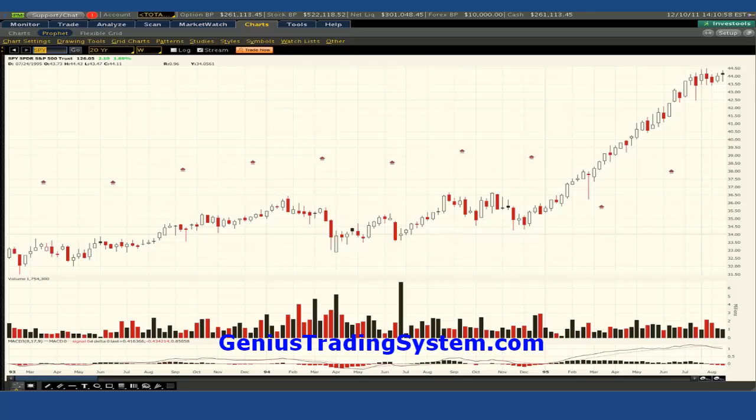Let's start out with this chart. Now, we've been looking at the Qs. We looked at some option samples for the Qs, but I'm going to take a look at the SPY, because the SPY is probably one of the most popular traded online instruments. It's the S&P 500 ETF, and it's a highly traded vehicle. It's extremely liquid, and its options are extremely liquid as well.